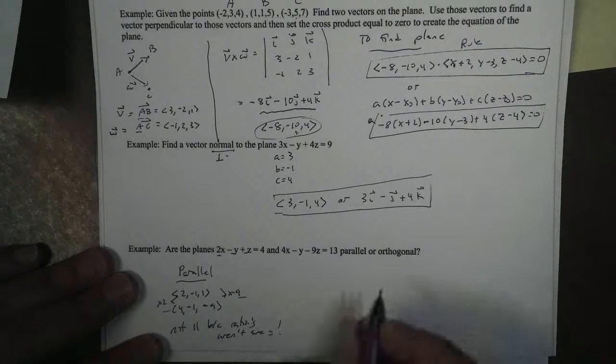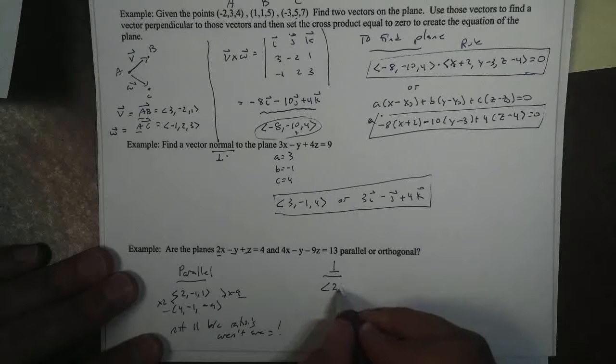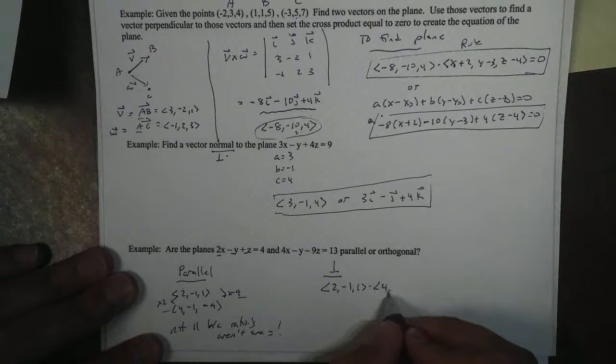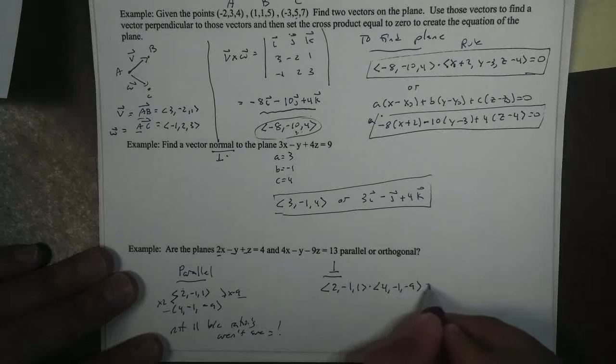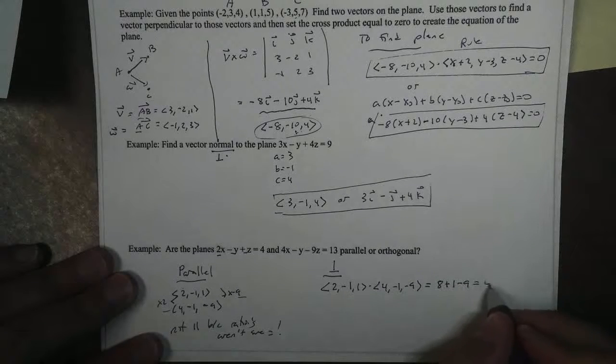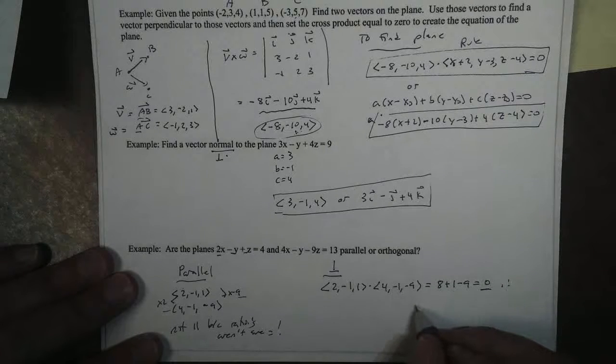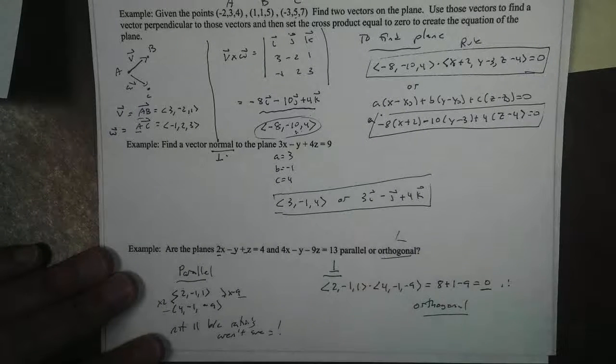To check perpendicular, remember this is our dot product. So take 2, negative 1, 1, dot that with 4, negative 1, negative 9, and I want to see what that equals. That's going to become 8 plus 1 minus 9, which is 0. Because the dot product is 0, therefore we can say these are orthogonal. Remember, that means perpendicular for us.